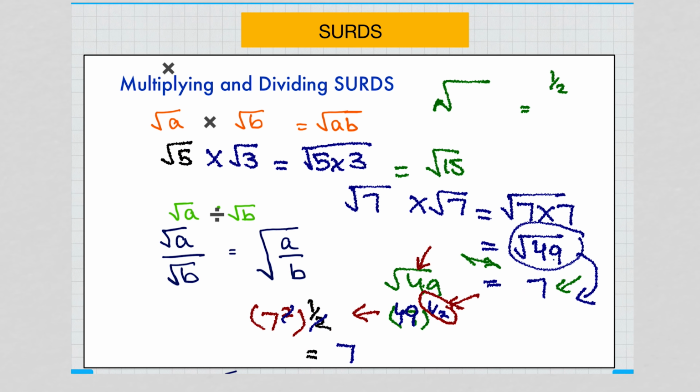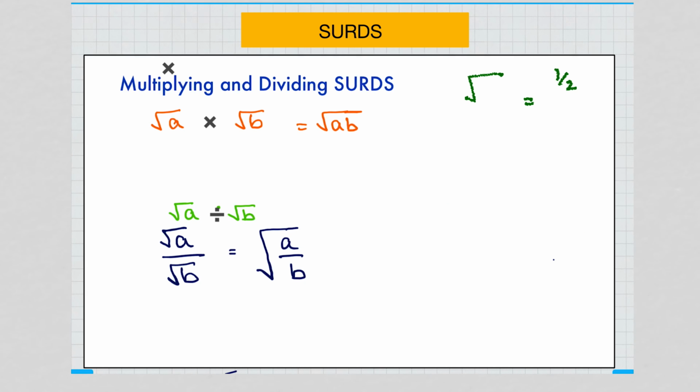Once again, in multiplying surds, you can combine them together only in multiplication. You can write root 5 times root 3 as root of 5 times 3, which gives us root 15. Same for the next one, root 7 times root 7. We can combine them, which gives us root 49. After that, what we need to do is simplify it.